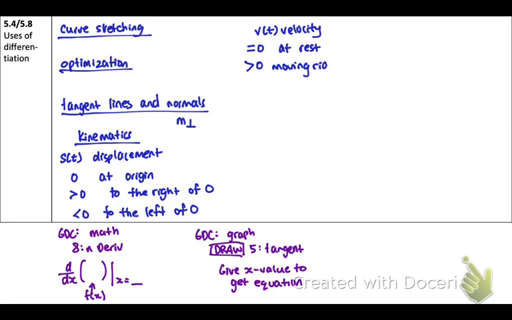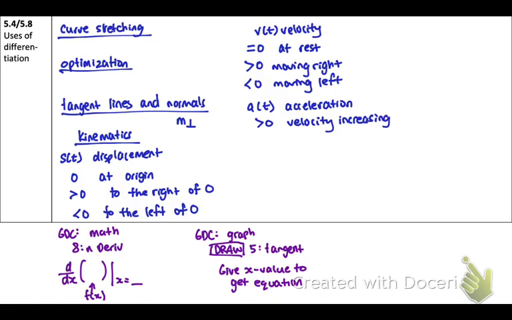When it is greater than 0, it means it's moving to the right in the positive direction. When it is less than 0, it means it is moving left in the negative direction. And if we take the derivative of velocity, we then get acceleration. So whenever acceleration is greater than 0, it tells us that our velocity is increasing. When our acceleration is less than 0, it tells us that velocity is decreasing. Whenever acceleration is equal to 0, it means that our velocity is either at a max or min.